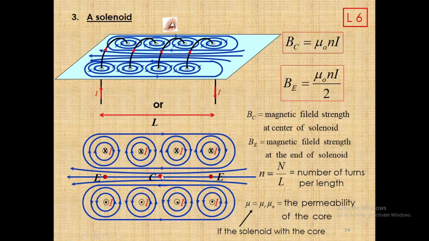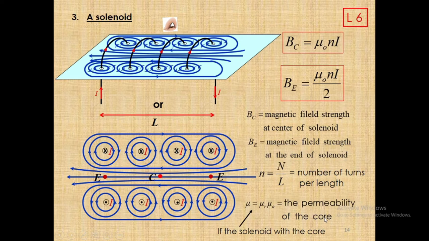And BE refers to the end of the solenoid. The center of the solenoid and the end of the solenoid use different formulas. Mu naught N I over 2 is for the end. The small n refers to the number of turns divided by the length of the solenoid, so this is the number of turns per length. Mu is equal to mu r multiplied with mu naught. Mu refers to the permeability of the core, if the solenoid has a core.